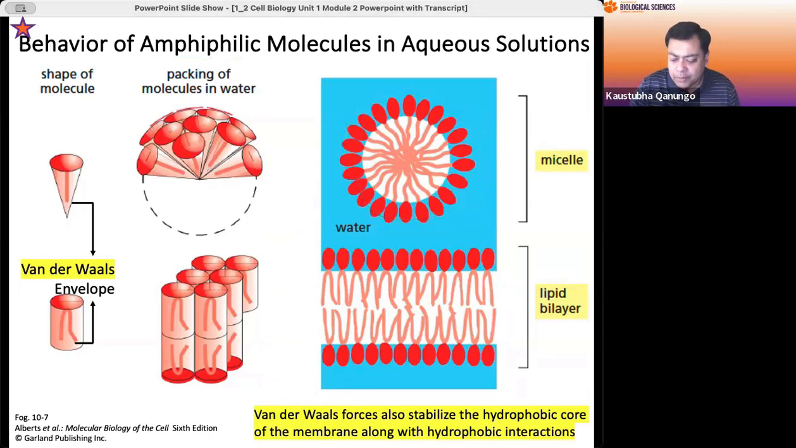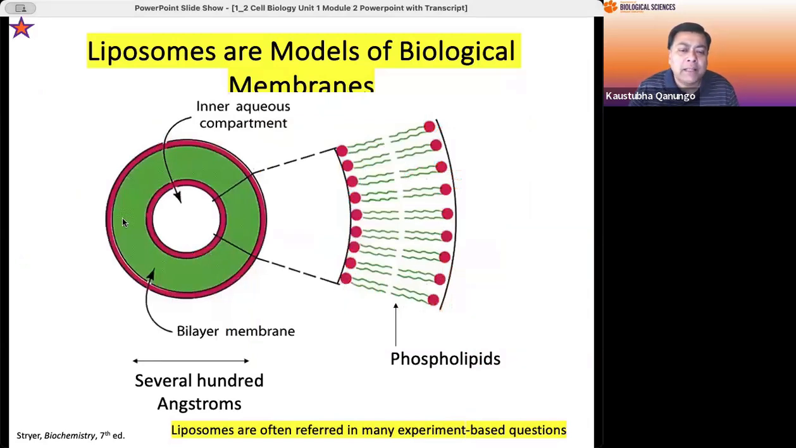All right. So after that, we are looking at the liposomes. Liposomes are often referred to in many experiment-based questions. This is nothing but an artificially made membrane structure where you have a phospholipid bilayer, and this layer is an artificial membrane, and you can do a lot of experiments with that. And inside, this is an aqueous compartment. So you can think of this as the cytosol or the cytoplasmic part of the cell. This is the exterior, and you can do lots of experiments with those as well.